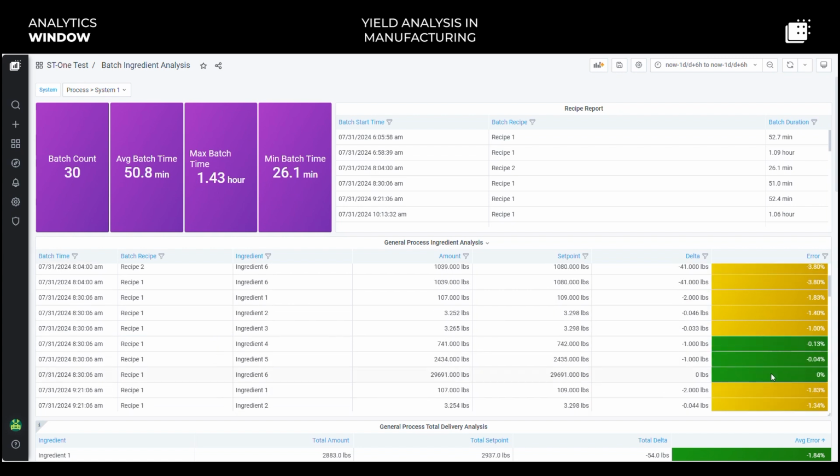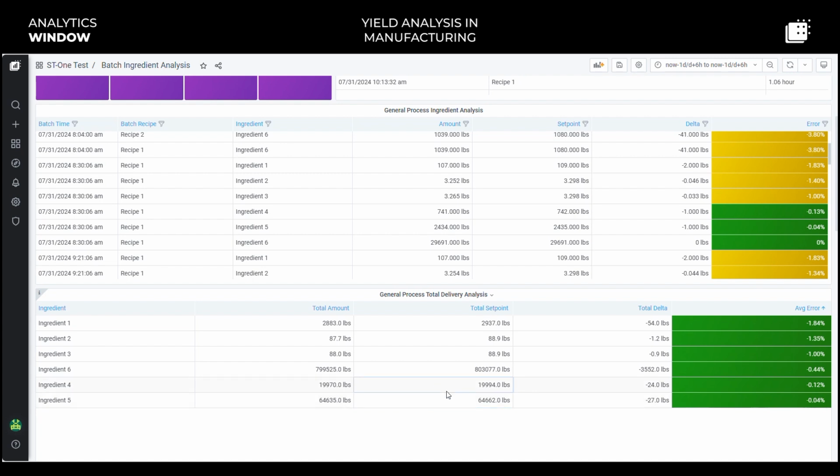So finally, we have a last table where it is possible to analyze the total delivered and compare it with the expected delivered of each ingredient. With this, the total difference and the average error per ingredient are also calculated.